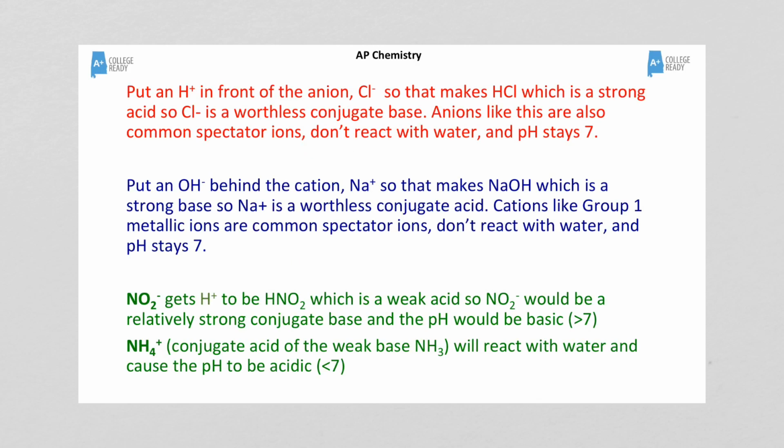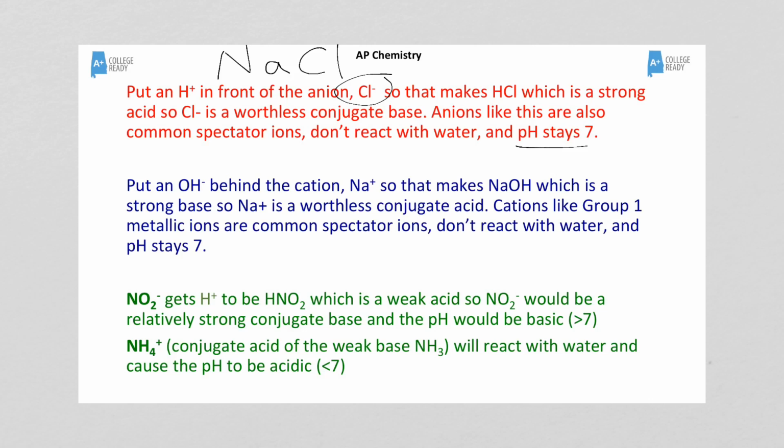So again, this just goes through it with a specific example. If I had a salt that contained chloride, let's just do NaCl. So if I have sodium chloride, we can see chloride is an anion that's associated with hydrochloric acid, which is a strong acid, so that tells us that the chloride part of the salt can't react with water, and that would cause the pH to stay 7.